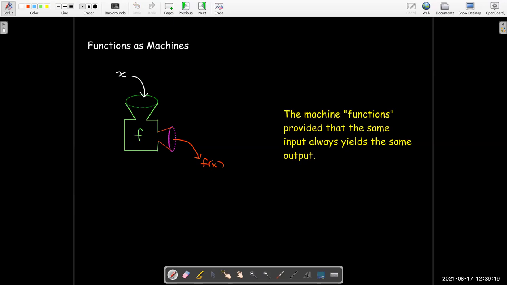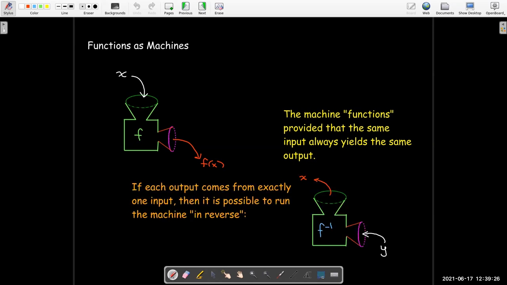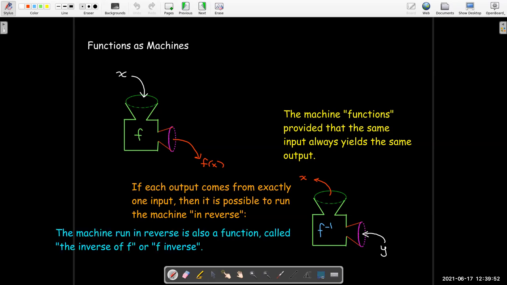All right, if we go back to our model, where we think of a function as a machine, then if we have a one-to-one function, we could run the machine in reverse. We could put the y in as an input, and running it in reverse, I should get the exact same output because it's a one-to-one function. Then this function run in reverse, we call it the inverse function. And we write it as f with a superscript negative 1. But that's not an exponent. It's just a shorthand for the idea of inverse.